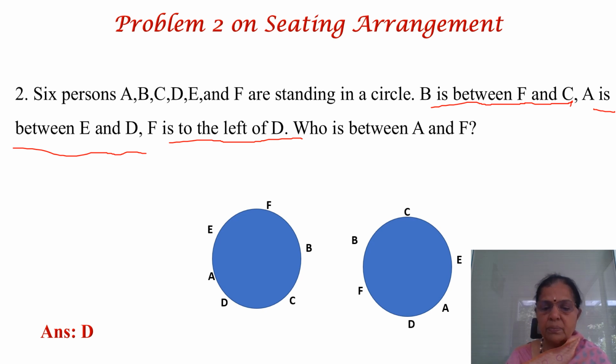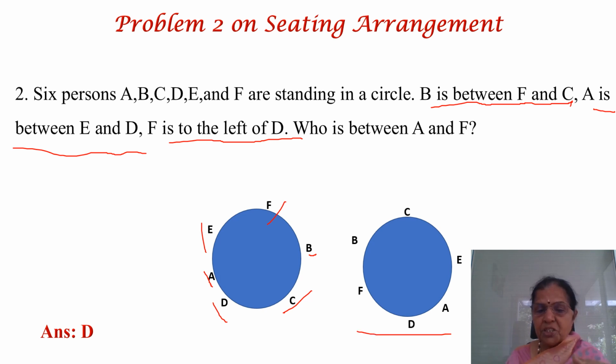So I drew a circle here. In the first statement, B is between F and C. So I put B here. On either side I put F and C. Okay. Second statement, A is between E and D. So I put on the opposite side, in the center I put A, on either side I put E and D. Okay. Now the third statement says F is to the left of D. Of course he is to the left but not immediate left. What he meant here is F should be to the immediate left of D. So the third statement I could not fulfill here. So I drew the circle again the second time.